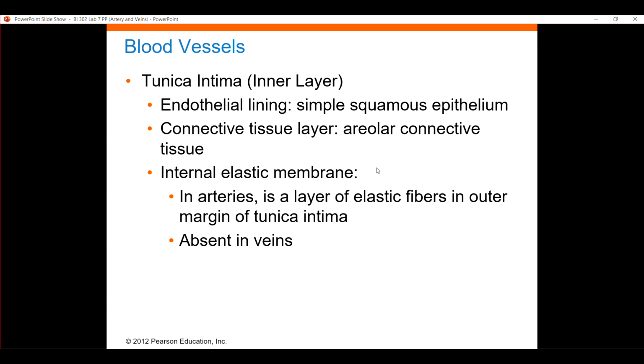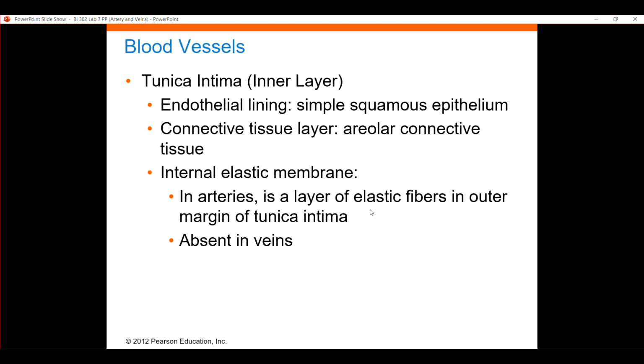Now, the third component of the inner layer, the tunica intima, is something known as the internal elastic membrane. But notice, this is important, they are only found in arteries. They do not exist in veins. This is just a layer of elastic fibers, right? They're on the outer border of the tunica intima.